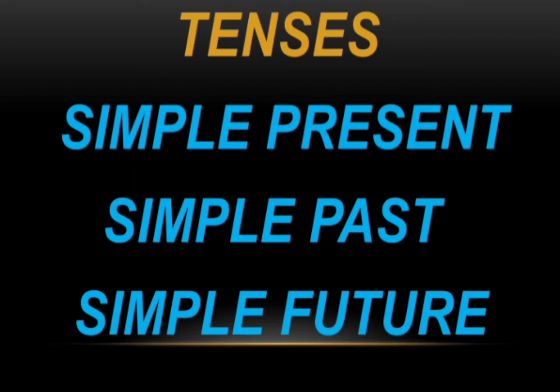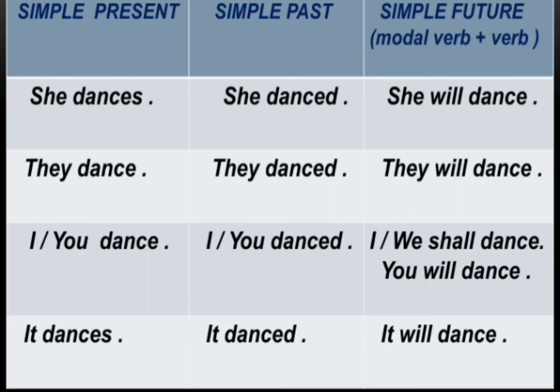First, let us see the structure of simple present, simple past and simple future tenses when verb denotes an action. So we have a table over here. The first one is the simple present tense. Then we have the simple past tense and we have the simple future tense. Now the structure, how the verb behaves in each tense.